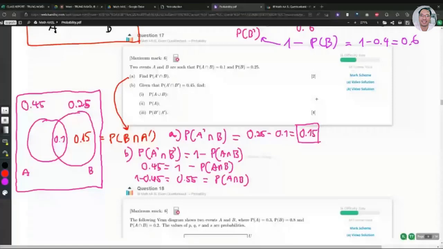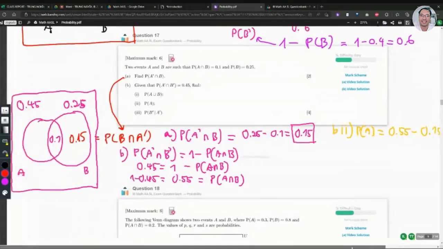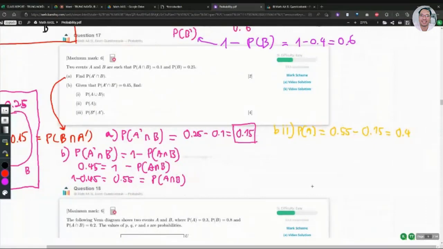Probability of A is... is it 0.4? Yeah, the sum 0.55 subtract 0.15. Exactly, 0.4. Good.